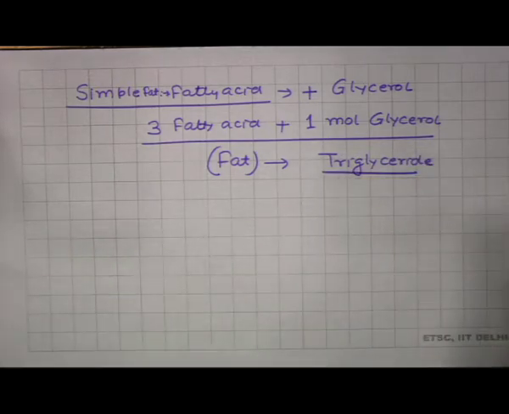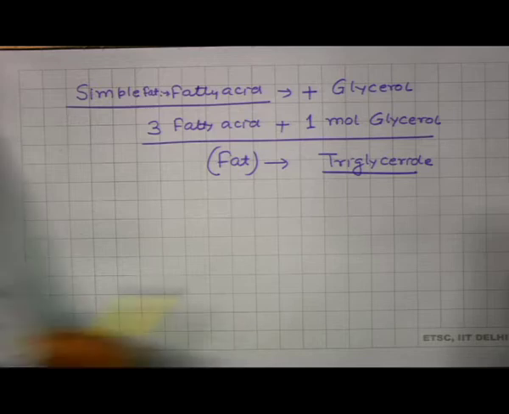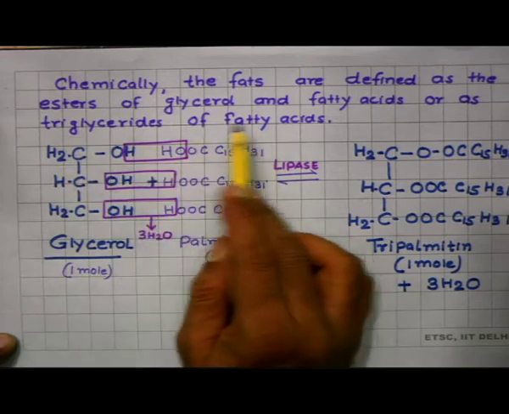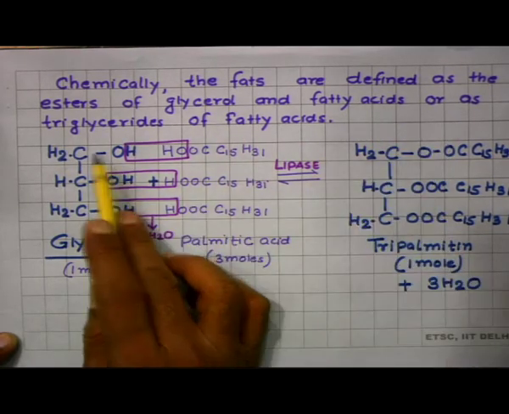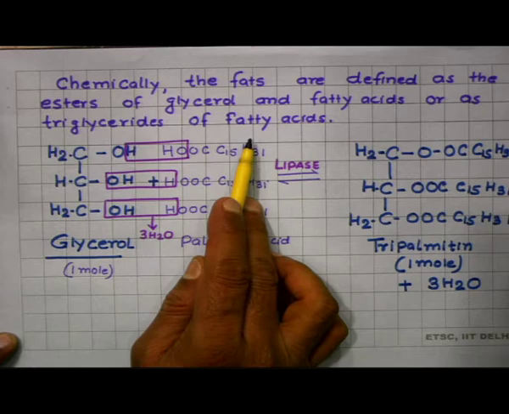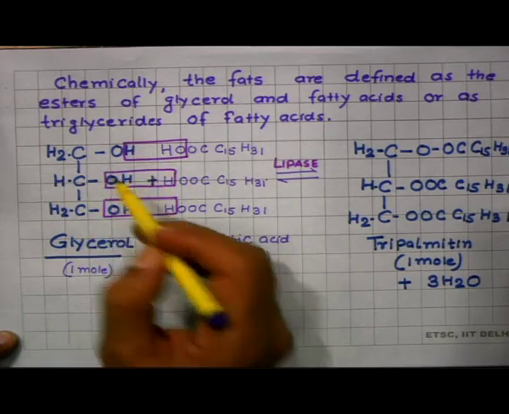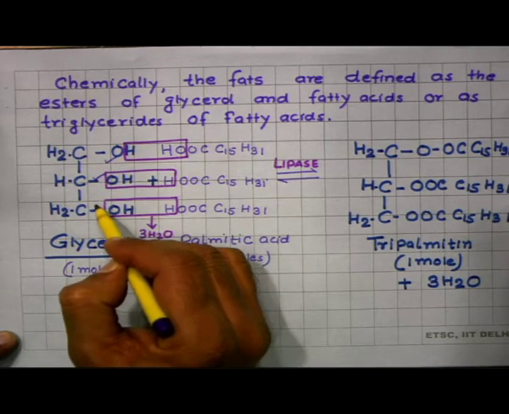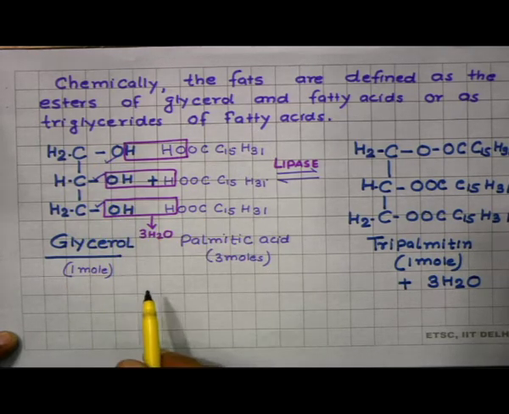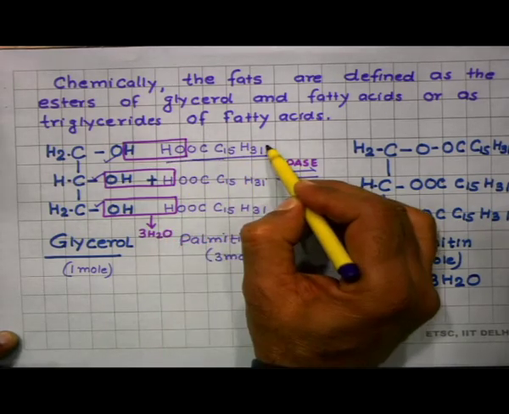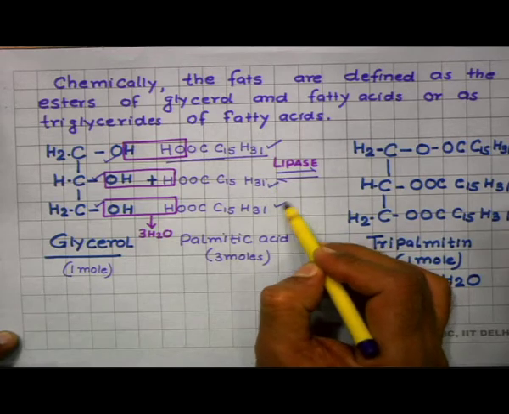Now, have a look at how this structure is formed. Chemically, the fat is defined as esters of glycerol and fatty acid, or triglycerides of fatty acids. Here I write the structure of glycerol. This glycerol contains 3 OH groups, no doubt. We have seen the structure of glycerol in carbohydrates, that contains 3 OH groups, and here is the fatty acid, 3 molecules of fatty acid: 1, 2 and 3.